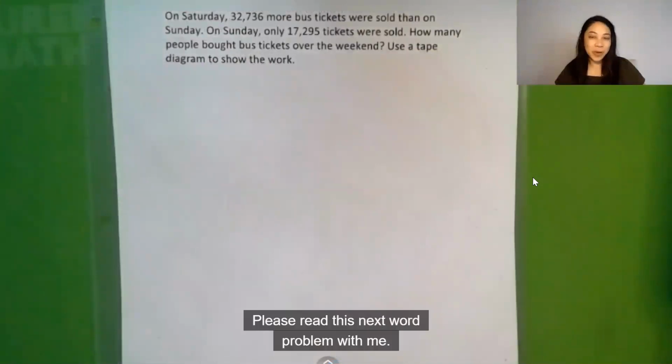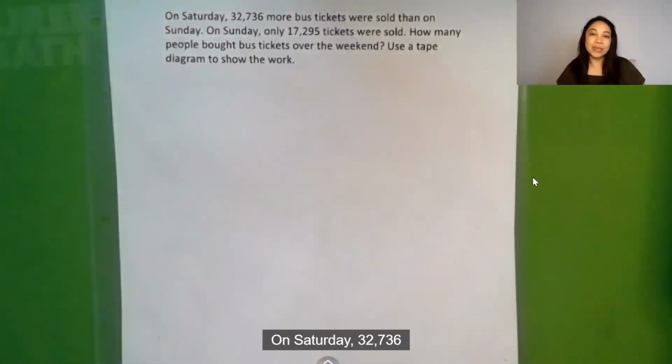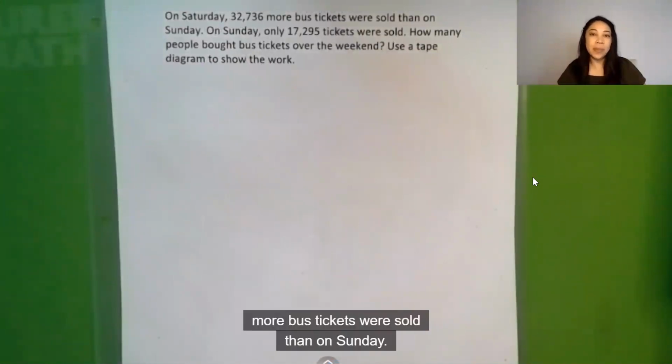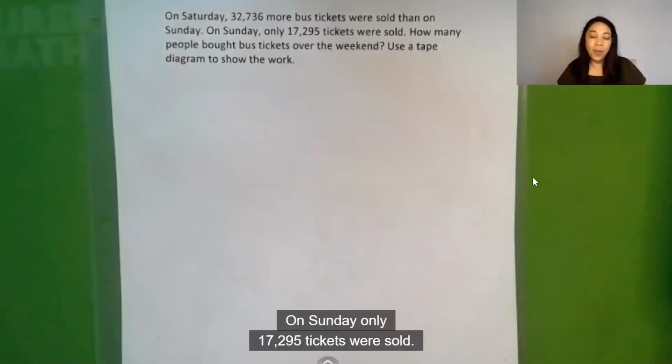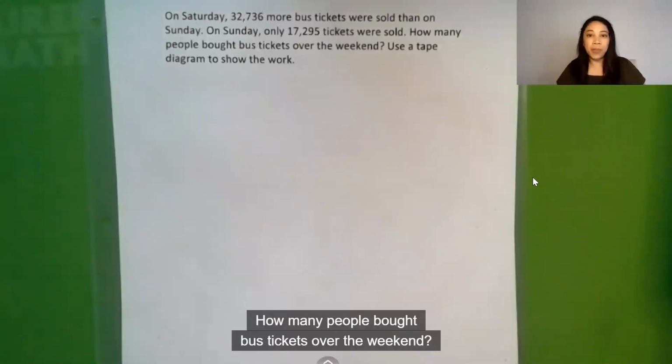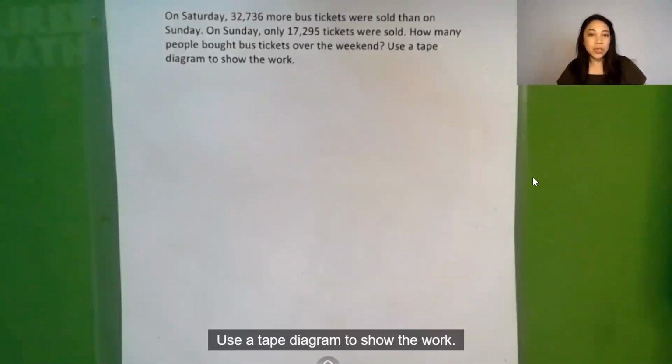Please read this next word problem with me. On Saturday, 32,736 more bus tickets were sold than on Sunday. On Sunday, only 17,295 tickets were sold. How many people bought bus tickets over the weekend? Use a tape diagram to show the work.